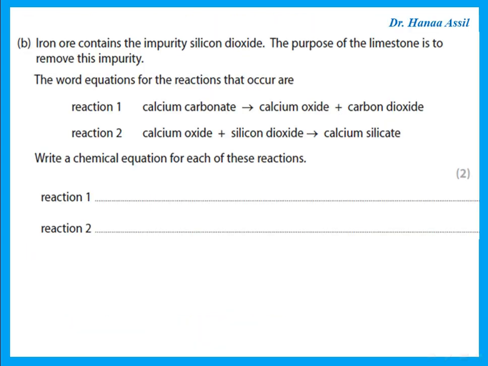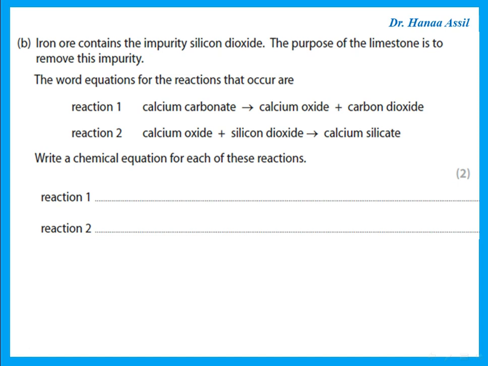Iron ore contains the impurity silicon dioxide. The purpose of the limestone is to remove this impurity. Remember that the iron ore, which is hematite, we got it from the earth, so the main impurity is sand or soil or whatever we want to call it. Sand in chemistry is silicon dioxide, so silicon dioxide is the chemical name for sand.